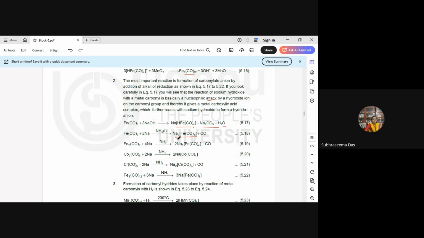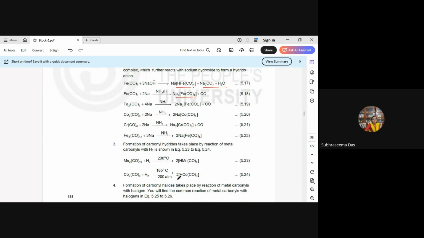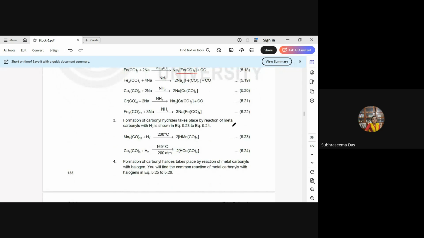Similarly with different types of metals and their reaction in ammonia, we see different types of nucleophilic attack, which has been shown here. Then formation of carbonyl hydride takes place by the reaction of metal carbonyls with H2.